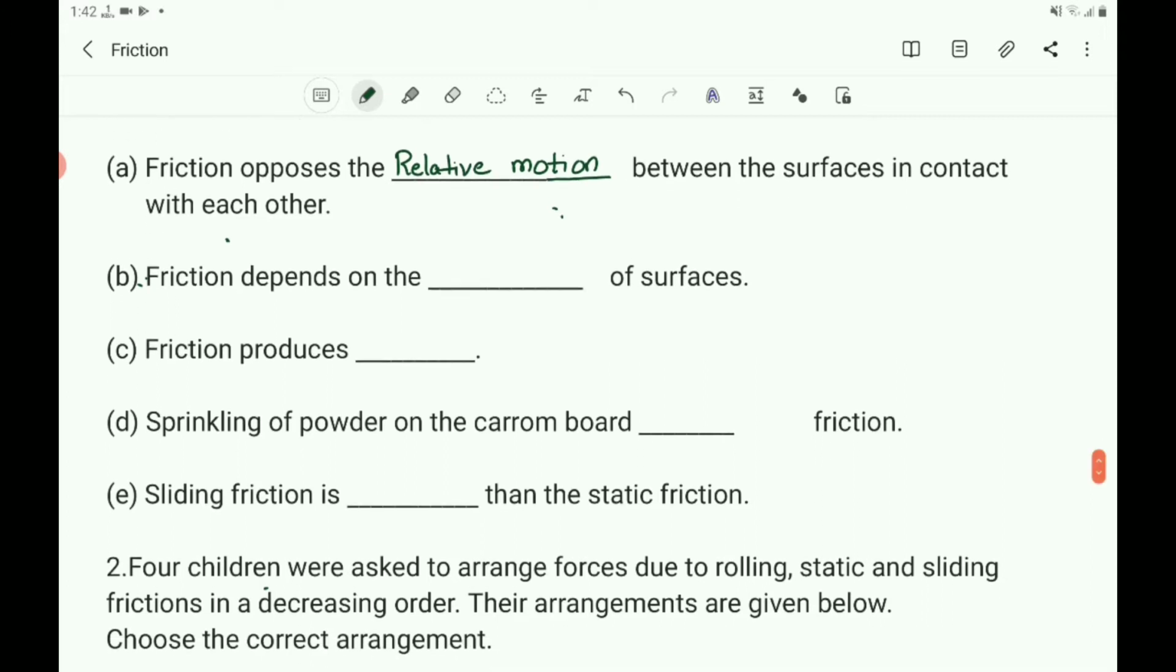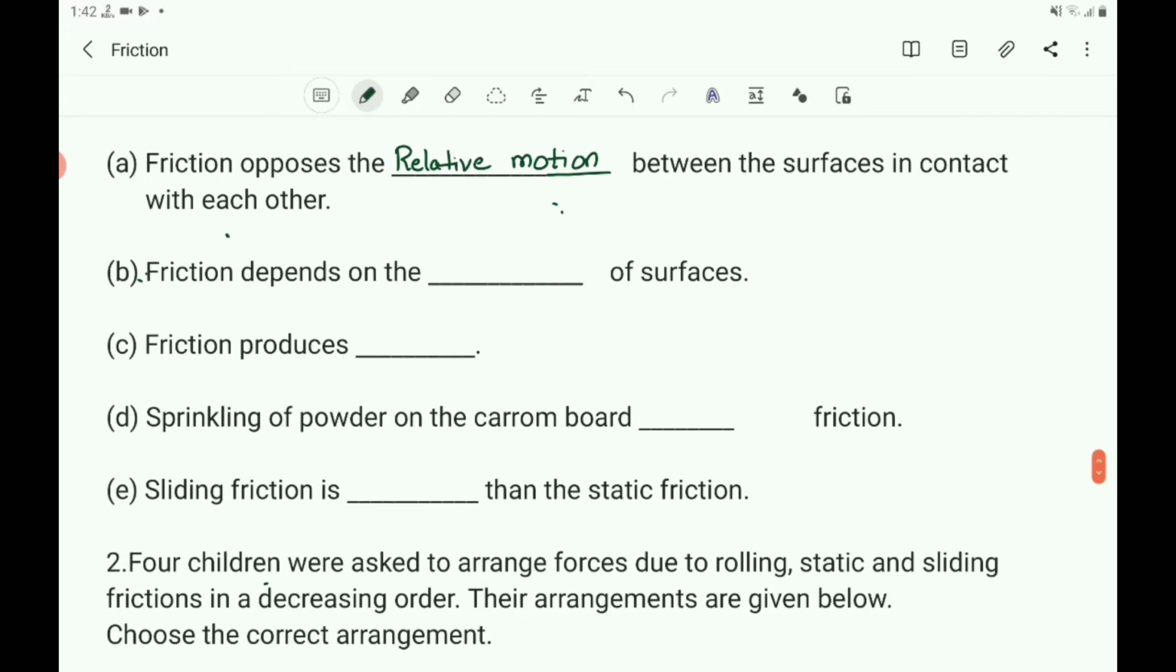Then second one, B: Friction depends on the dash of the surfaces. In the blank, what we have to write here? You know that friction depends on the nature of the surfaces, or you can also write the roughness or irregularities or smoothness, and generally we can write nature of the surfaces.